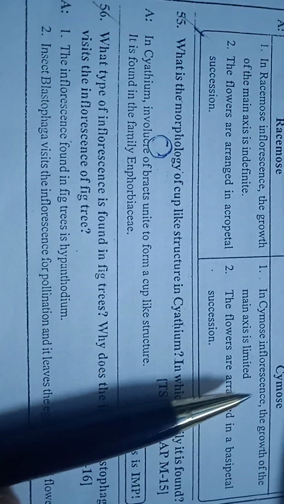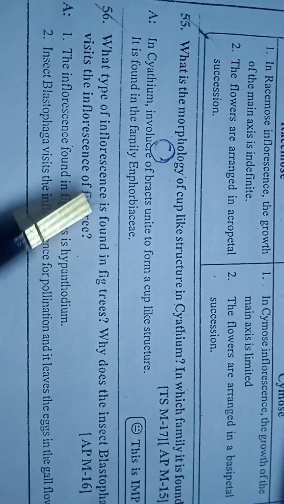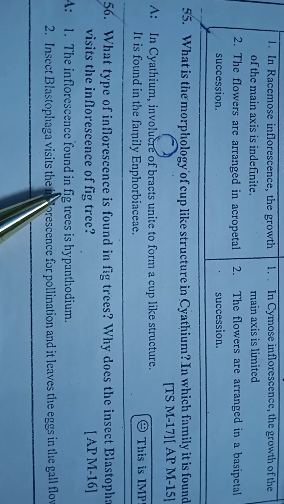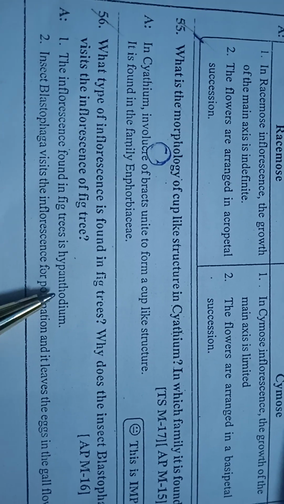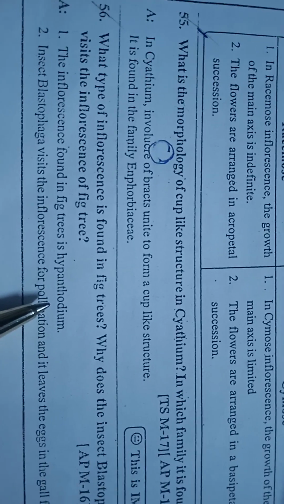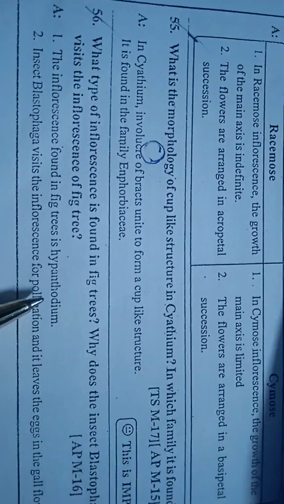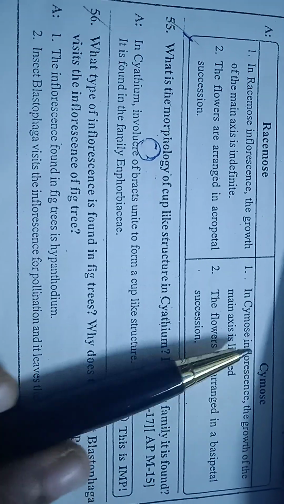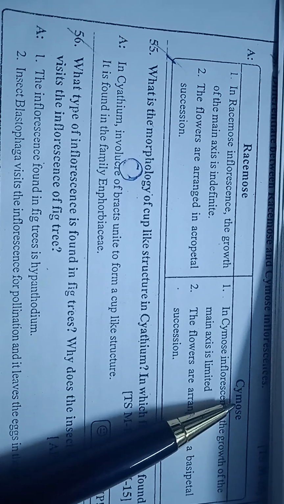So cymose inflorescence means this. The inflorescence found in fig trees is hypanthodium. Now I will tell what is meant by hypanthodium. As I said, hypanthodium is a special type of cymose inflorescence.